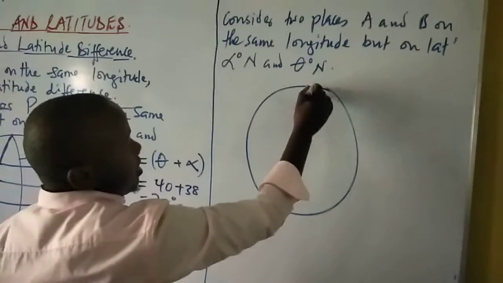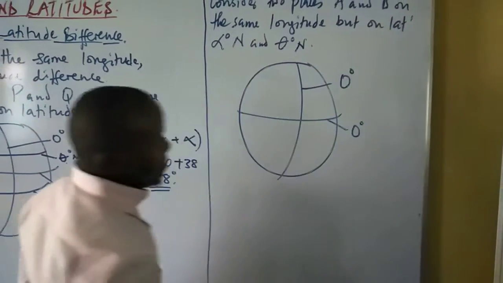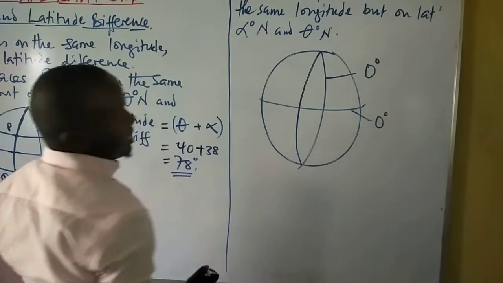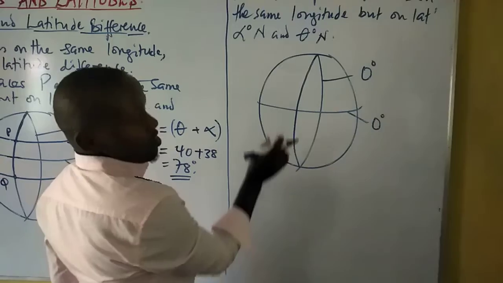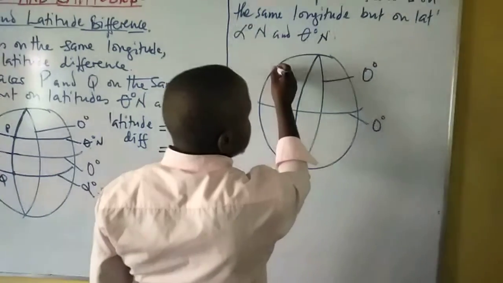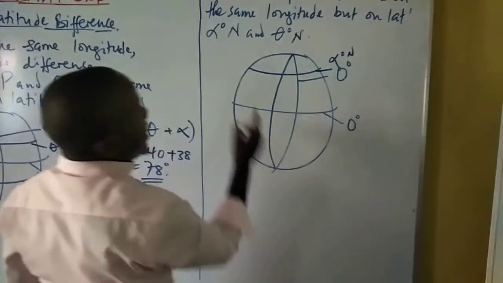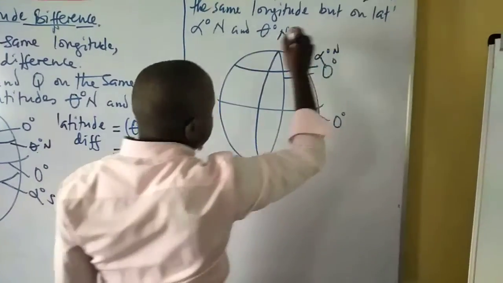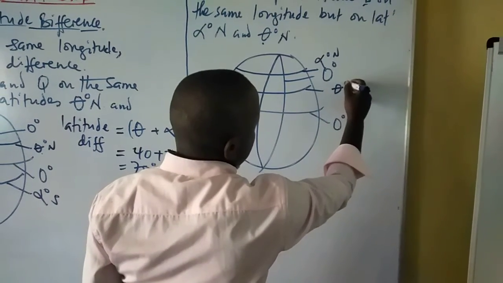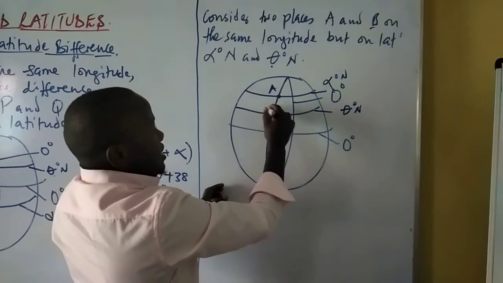Again, we have 0 degrees equator and 0 degrees prime meridian, and the two places are on the same longitude. Let's say that is the longitude where they are. They are both on the north part, but A is alpha degrees north. This is alpha degrees north. And B is theta degrees north. It is also northward, but at a lower angle. Therefore, this is A, this is B.